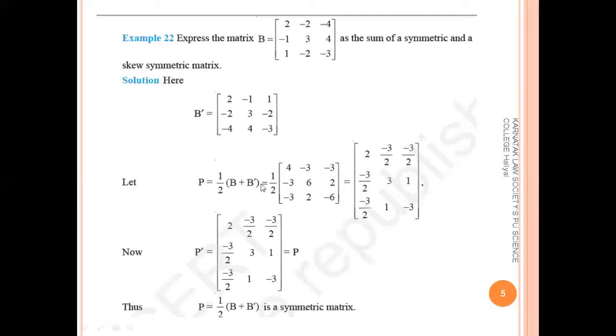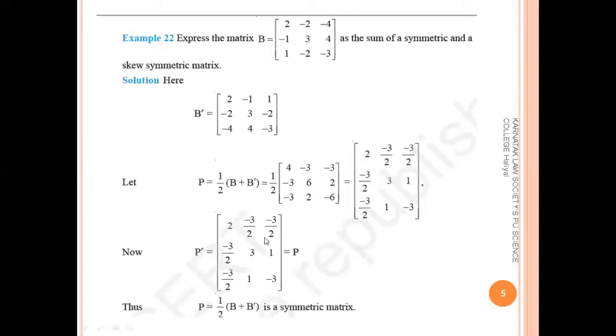And after that, what is there? 1 by 2 is outside. We need to divide each element present inside the matrix by 2. So it becomes 2, minus 3 by 2, and minus 3 by 2, minus 3 by 2. And 6 divided by 2 is 3 and 2 divided by 2 is 1, minus 3 by 2, 2 divided by 2 is 1 and minus 6 divided by 2 is minus 3.